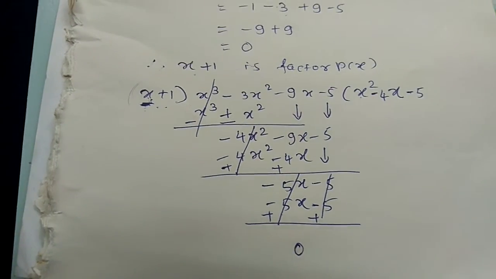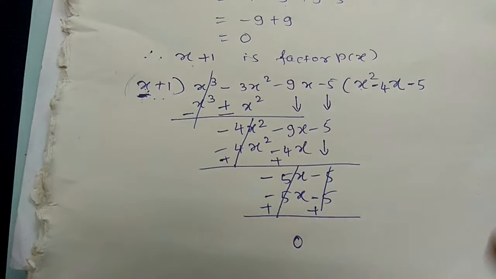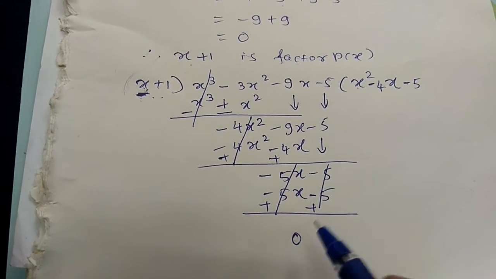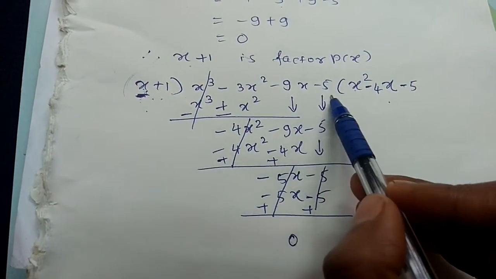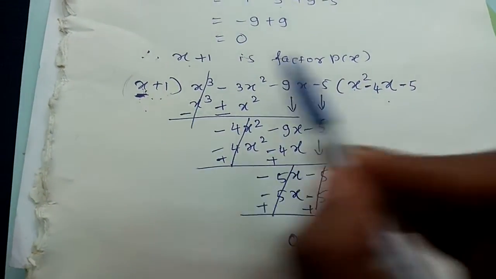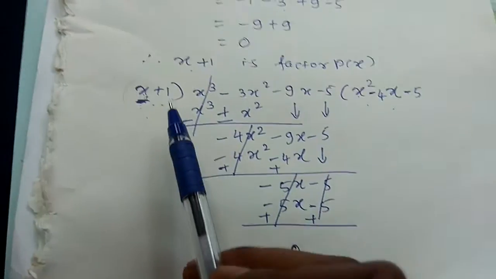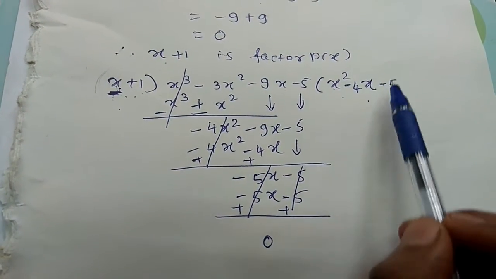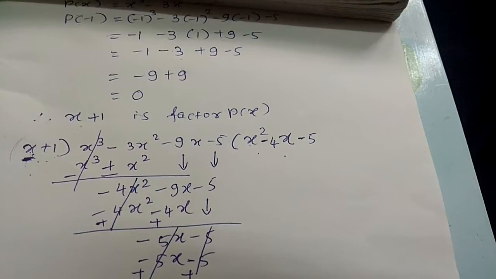As you got the remainder as 0, it means what? Your division is correct. You can verify the division by observing that the remainder should be 0. It means these two are factors of this dividend, that is the polynomial. Divisor into quotient will always be the dividend. So here we got one factor. From this quadratic polynomial you can get the remaining two factors.